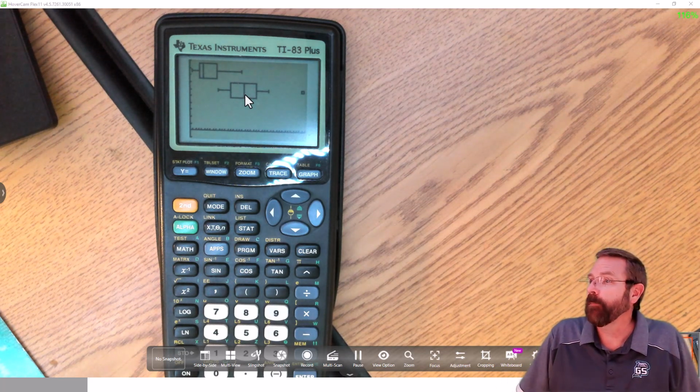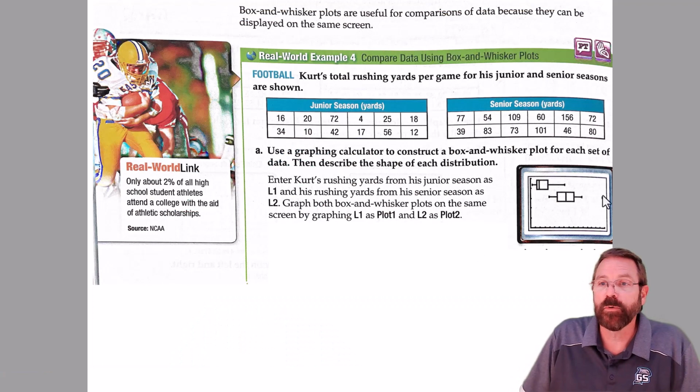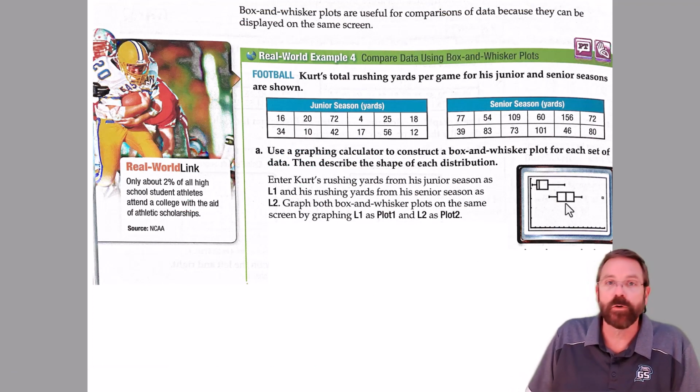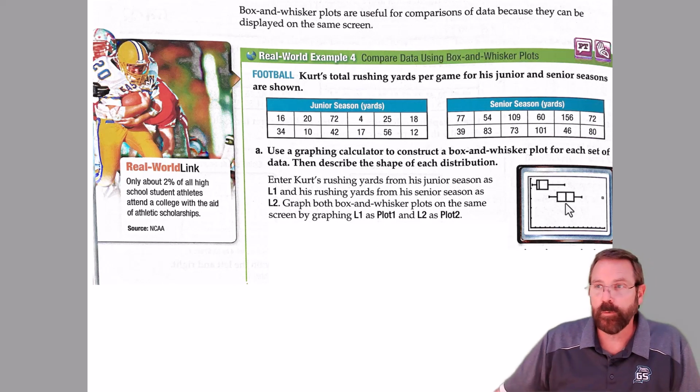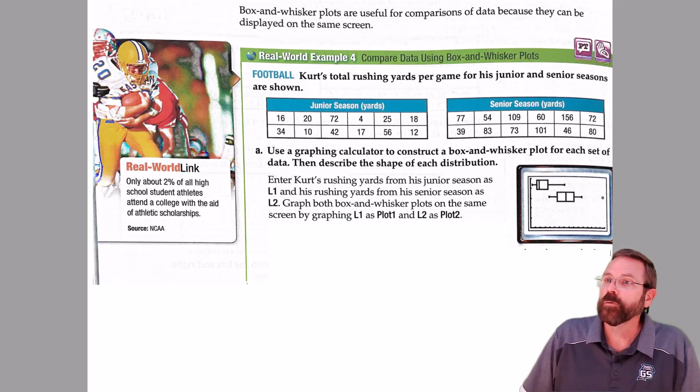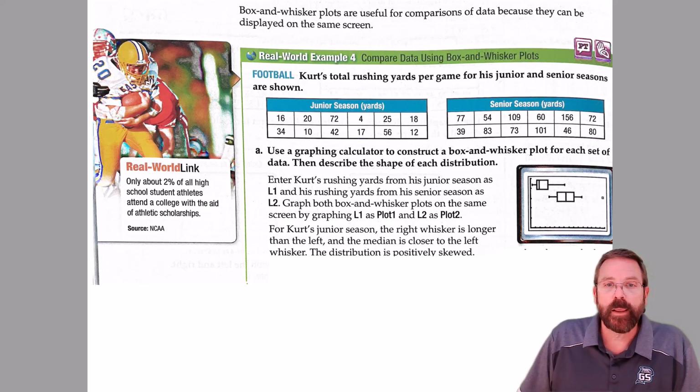So let's jump back over to here and see what we've got. My chart looks just like their chart did. That's always encouraging. And then from there, well, apparently this quit working. So from there, we're going to see what we got. Kurt's junior season, the right whisker is longer. You can see that here, just like you saw it on ours.